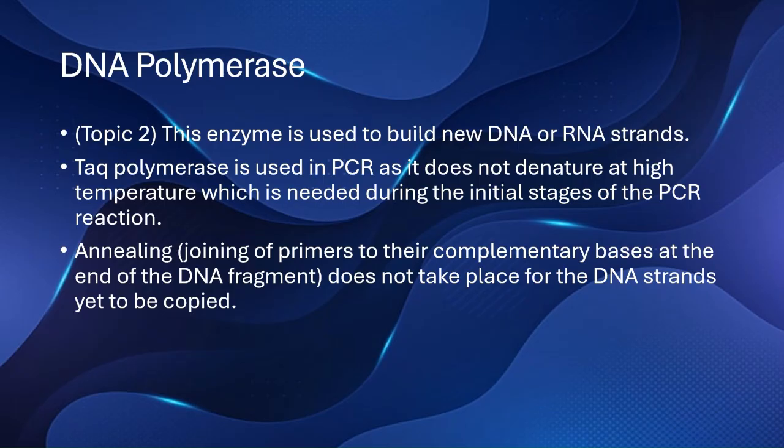So what is annealing? Annealing is the joining of primers to the complementary bases at the end of the DNA fragment. You don't want that to happen, especially for the DNA strands that you haven't even copied yet. So to prevent confusion or generating the wrong copy of the DNA, you need high temperatures to prevent annealing from taking place.